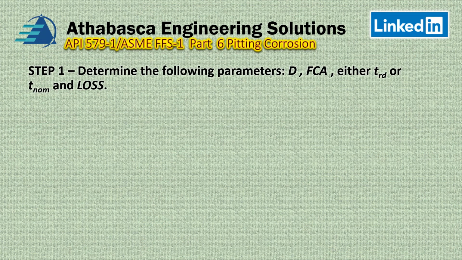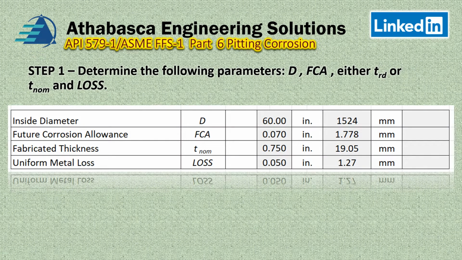All of the critical criteria we need to do our study from the inputs, and this is part of step one, which is the official way of doing the evaluation. D, future corrosion allowance, FCA, t_rd or t nominal, and the loss are critical to doing the evaluation. So we arrange them and we put them together, and here are results in imperial and metric.